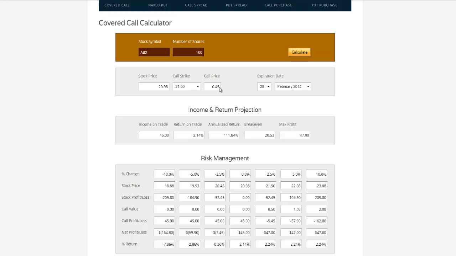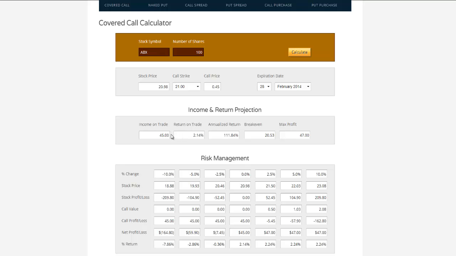and you can see the first thing that happens is it changes the call price or the premium that we're going to receive, and then it auto fills and changes all these down below as well. So we're going to receive 45 cents for selling an at-the-money 21 call strike on ABX for next Friday.